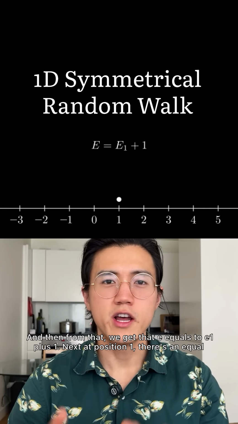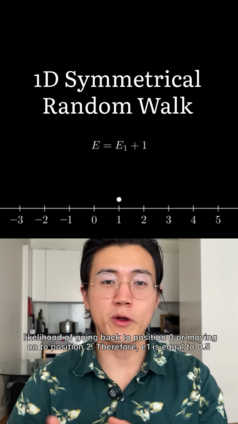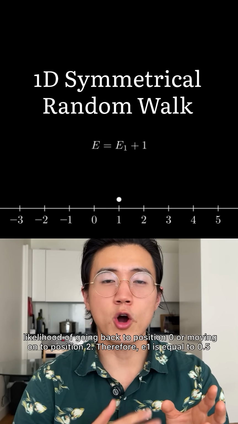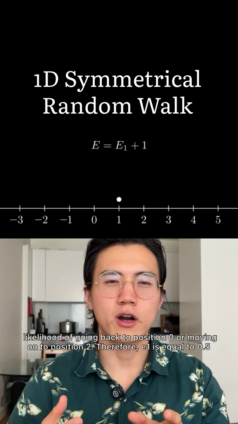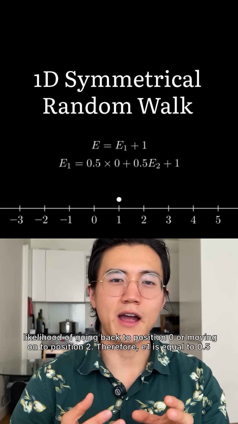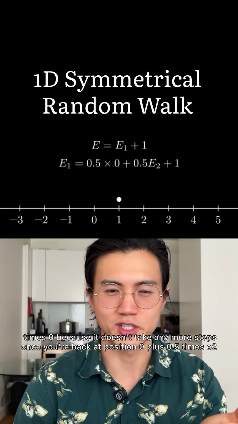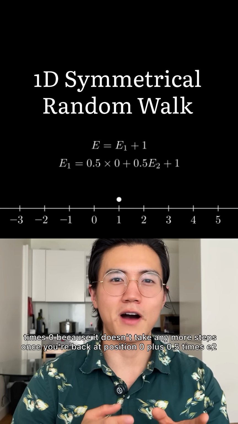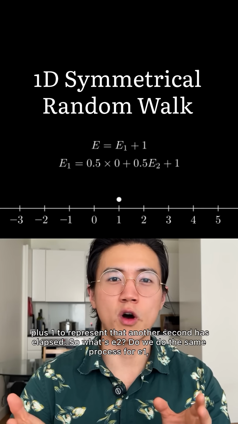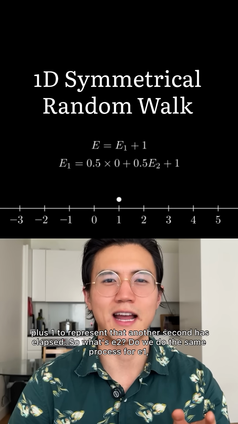Next, at position 1, there's an equal likelihood of going back to position 0 or moving on to position 2. Therefore, E_1 is equal to 0.5 times 0, because it doesn't take any more steps once you're back at position 0, plus 0.5 times E_2 plus 1 to represent that another second has elapsed.